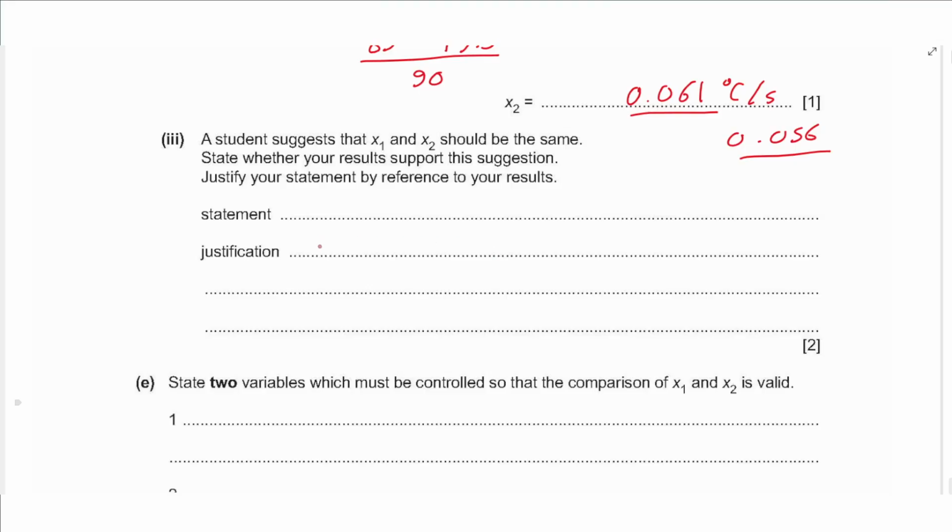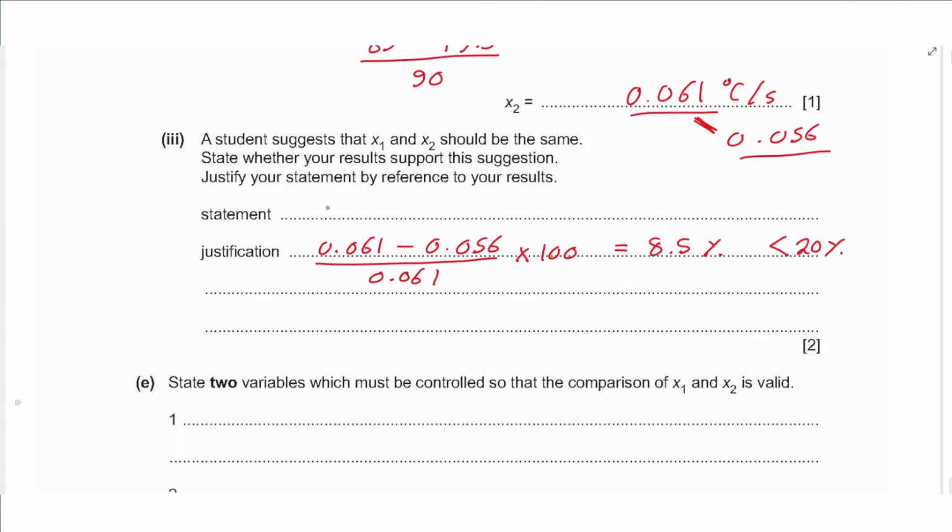So the statement, we cannot reach a statement until we make sure that these values can be considered equal, and for that we use the formula the larger number minus the smaller number over the larger number, and we get a percentage. We multiply it by 100. So the larger number 0.061 minus the smaller one 0.056 over the larger one 0.061, and you multiply this by 100, and this gives us 8.5%. As long as it is less than 20%, then it's acceptable.